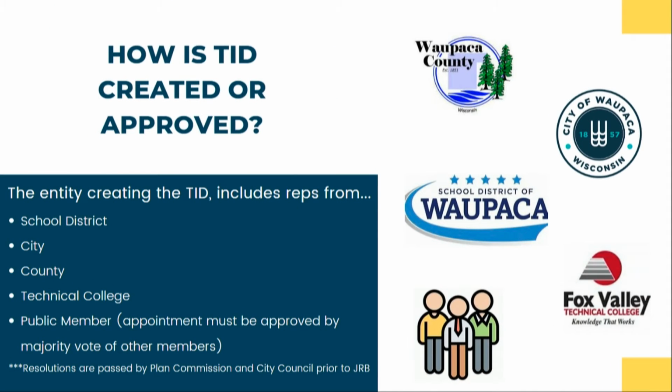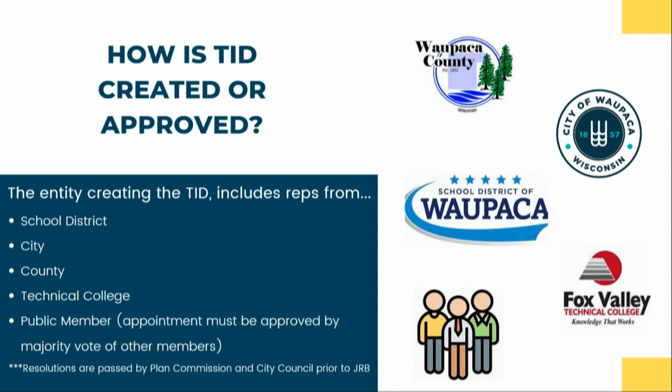So how is a TID created or approved? You guys have been updated on the process we've been going through. We've had the organizational meeting with the Joint Review Board. We have had the public hearing that is needed through Plan Commission. We have passed the resolutions through Plan Commission, and we are now in between that Plan Commission and the council time period. There needs to be 15 days that pass after the public hearing at the Plan Commission meeting until council votes. And that 15 days is well past at this point, and will be even more by the time we get to our next council meeting.